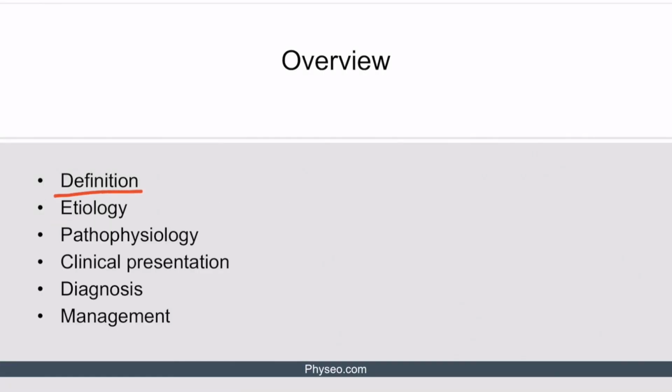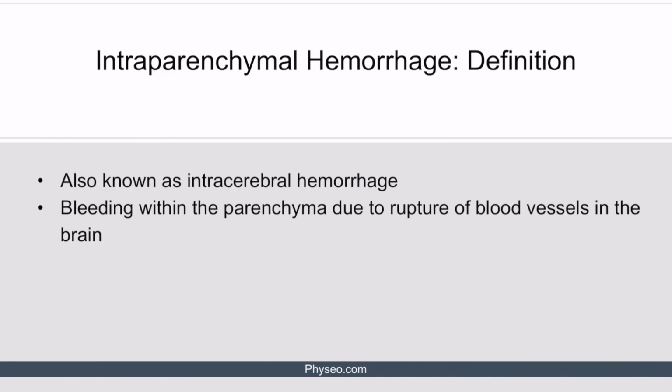Now we'll move on to discuss intraparenchymal hemorrhage. We'll discuss definition, etiology, pathophysiology, clinical presentation, diagnosis, and management of intraparenchymal hemorrhage. Intraparenchymal hemorrhage is also known as an intracerebral hemorrhage. It is defined as bleeding within the brain parenchyma due to rupture of blood vessels in the brain.